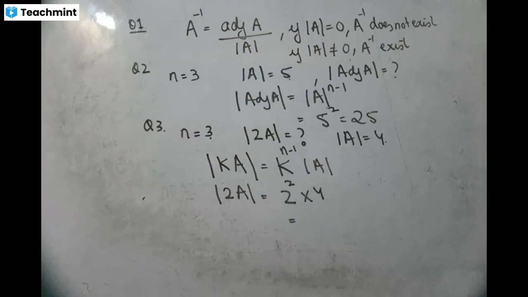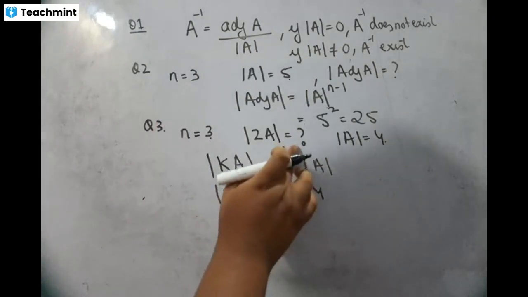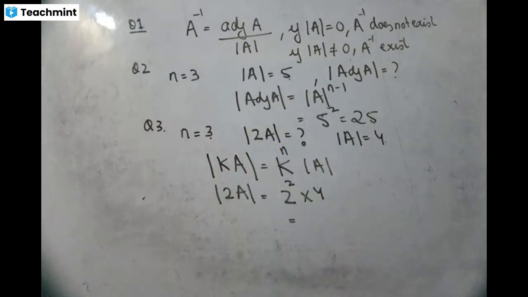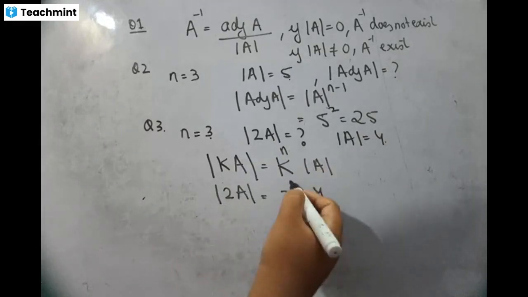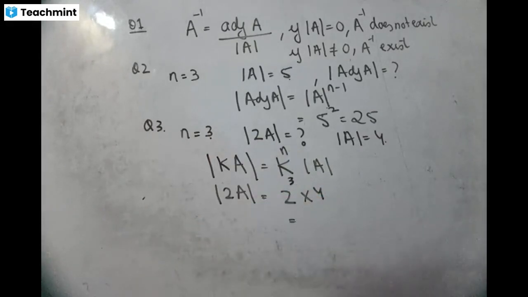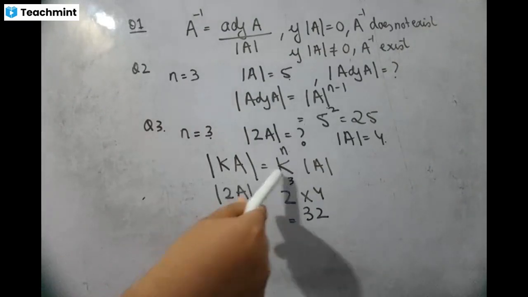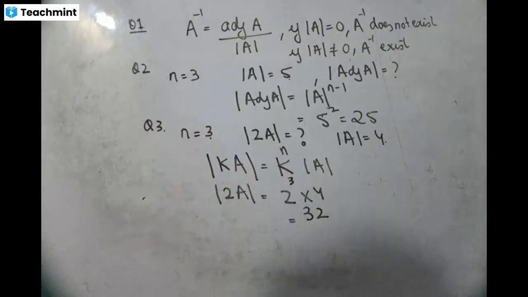Oh sorry, this is k to the power n, not n minus 1. I'm so sorry, n is 3. So 2 cube is 8, 8 into 4, how much will it give? It will give 32. So if you see a scalar and a matrix, the scalar comes out to the power n. Is that clear? So this is question number 3.